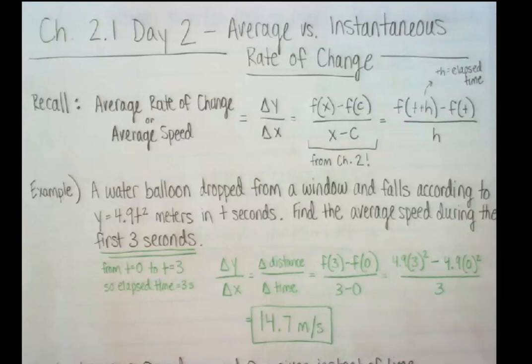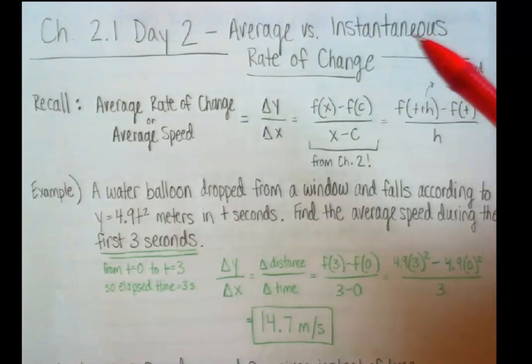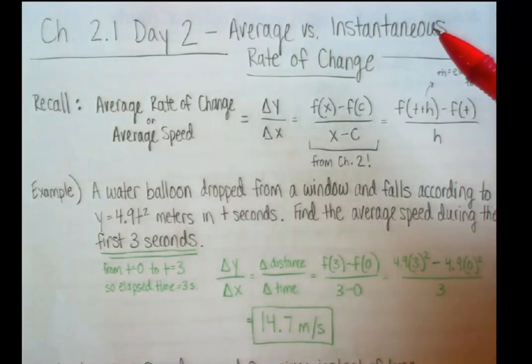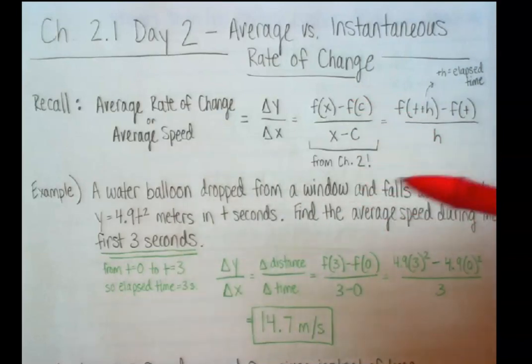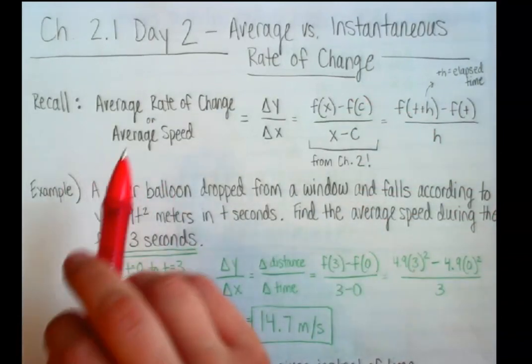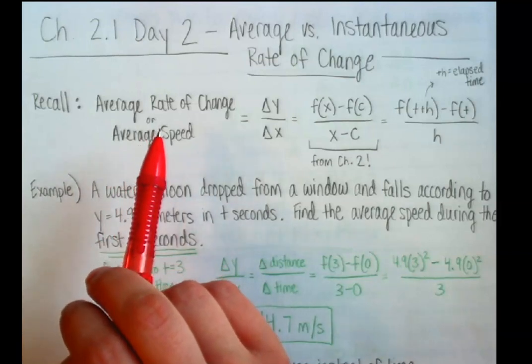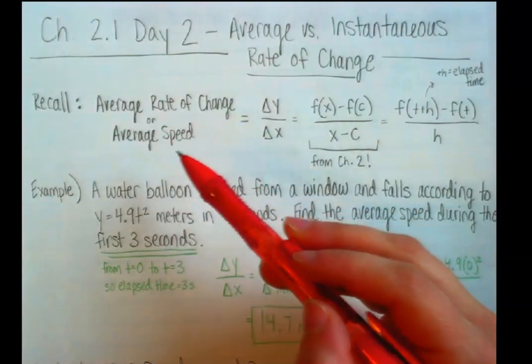Musoff here. Today we're going to run through the notes for 2.1 Day 2, which is talking about average versus instantaneous rate of change. Now, hopefully average rate of change sounds somewhat familiar. We talked about it way at the beginning of this class, first semester. Average rate of change, average speed, right?